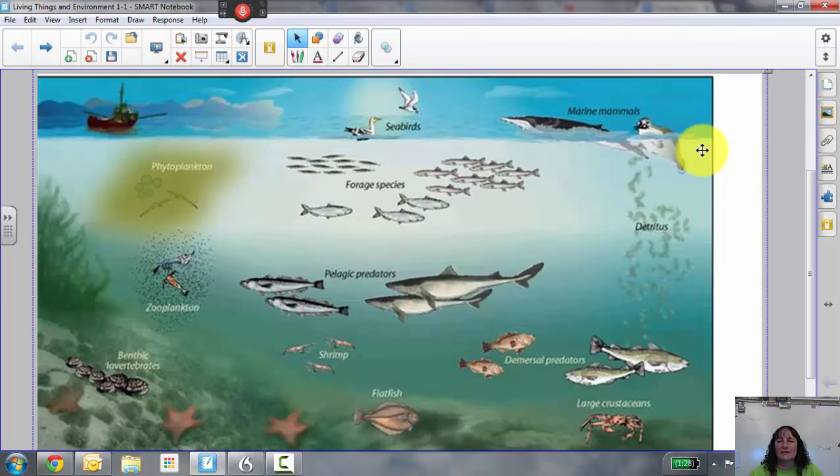So this ecosystem would include all of the animals, including the whale and the seal, the fish, the sharks, the crabs, the starfish, the oysters, the microscopic organisms, the phytoplankton and zooplankton, and the non-living things like the ship, the clouds, the sky, the oxygen that's in the water itself. So everything that you see there is part of the ecosystem.